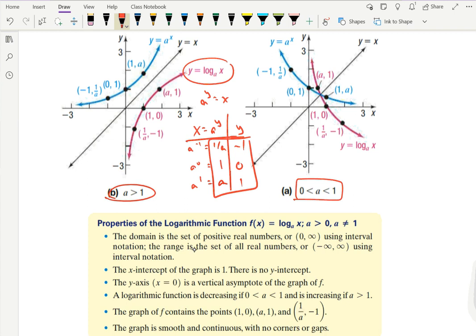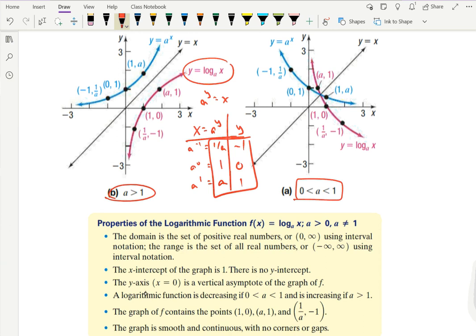The domain is the set of positive real numbers, using interval notation. The range is the set of all real numbers, or in interval notation, negative infinity to infinity. The x-intercept of the graph is 1, whether we are growing or decaying. The x-intercept in both of these ended up being 1. Further, there was no y-intercept. We never crossed the y-axis.